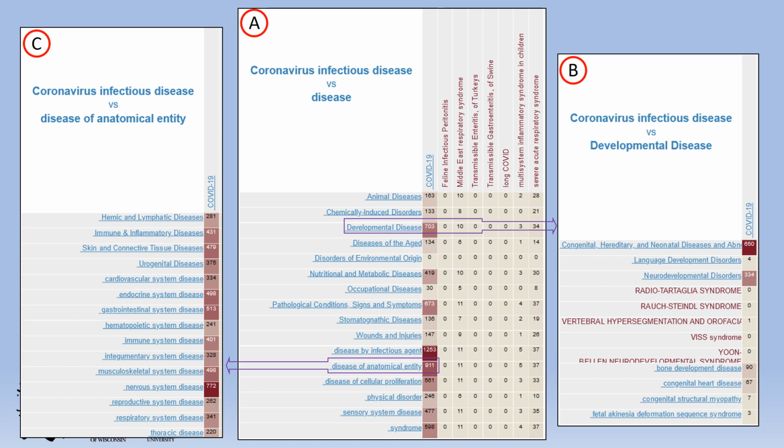The COVID-19 disease genes are also associated with other diseases, as shown by the heat map here. There are more than 700 genes associated with developmental disease, and more than 900 genes with disease of anatomical entity. Both disease categories can be expanded to more granular diseases, as shown in B and C.